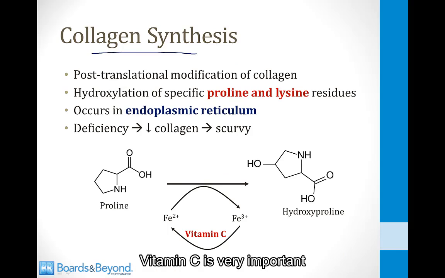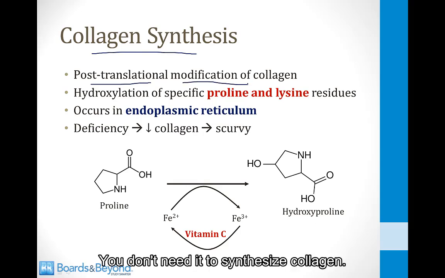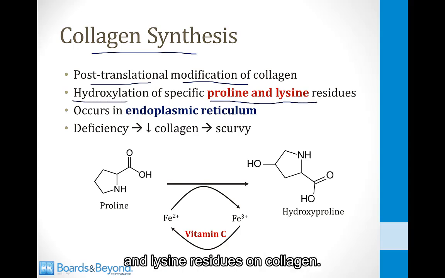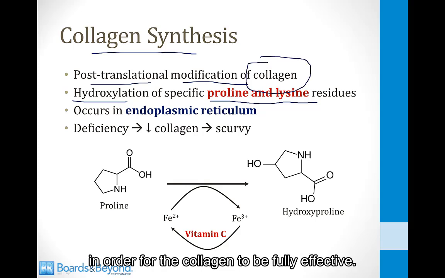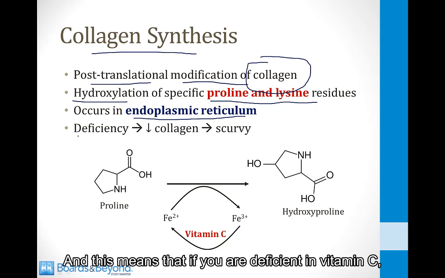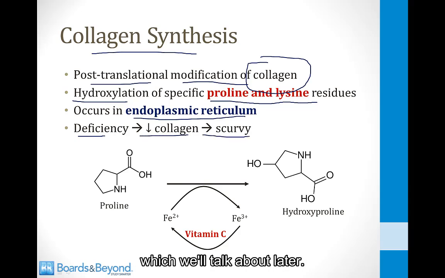The second role of vitamin C is actually related to iron absorption, and that is collagen synthesis. Vitamin C is very important for the post-translational modification of collagen. You don't need it to synthesize collagen, but if you want to modify collagen into an effective structure, you need vitamin C to help. What vitamin C aids in doing is hydroxylating specific proline and lysine residues on collagen. Proline and lysine are amino acids, and they are found in collagen molecules, and they need to be modified by vitamin C in order for the collagen to be fully effective. This occurs in the endoplasmic reticulum, and this means that if you are deficient in vitamin C, you will have underproduction of collagen, and this can lead to scurvy, which we'll talk about later.